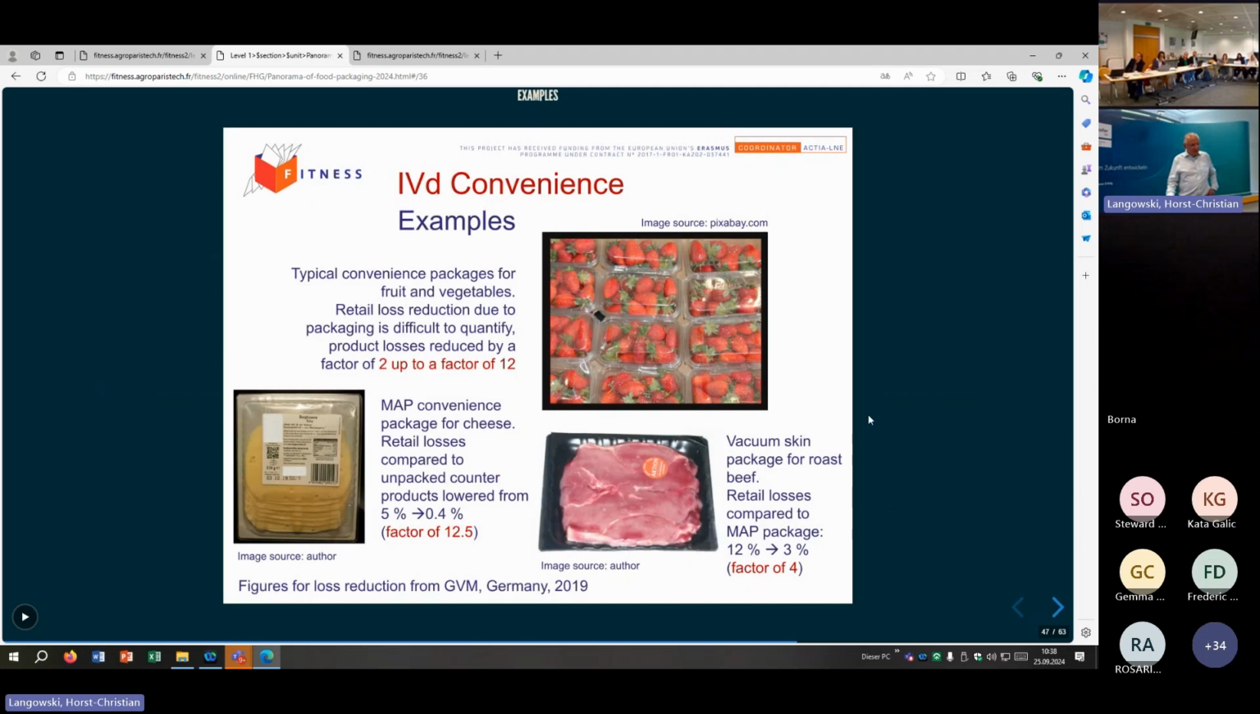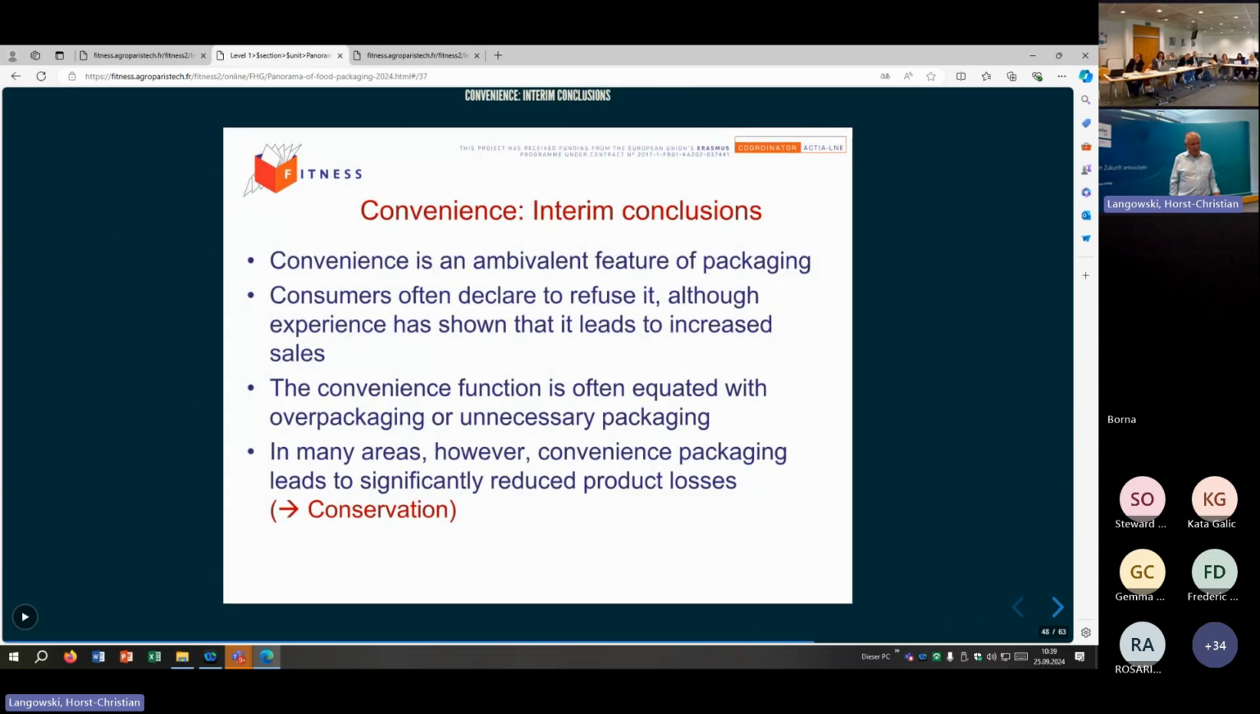And this is given by some examples I selected. For instance, if you have packed fruit, you may reduce the food losses by a factor of 2 up to a factor of 12. Maybe consistent with your own experience, if you buy fruit on the market, you know that a lot of them get mold after 2 days or so, whereas in these packages, it may live 1 week. Same is for cheese or for meat. So we have a lot of additional activity of the packaging to reduce food losses. And this means that convenience is not only a negative thing. It's necessary also to consume, and it reduces the losses.